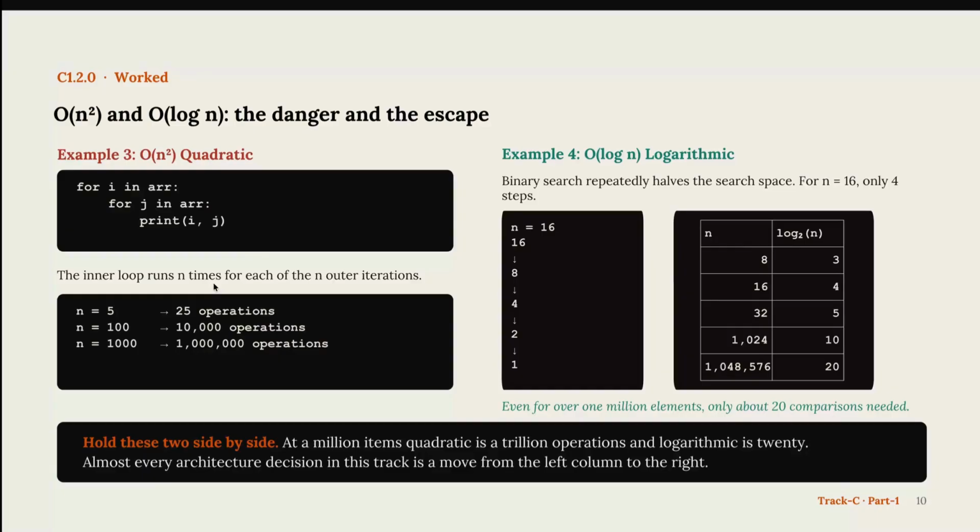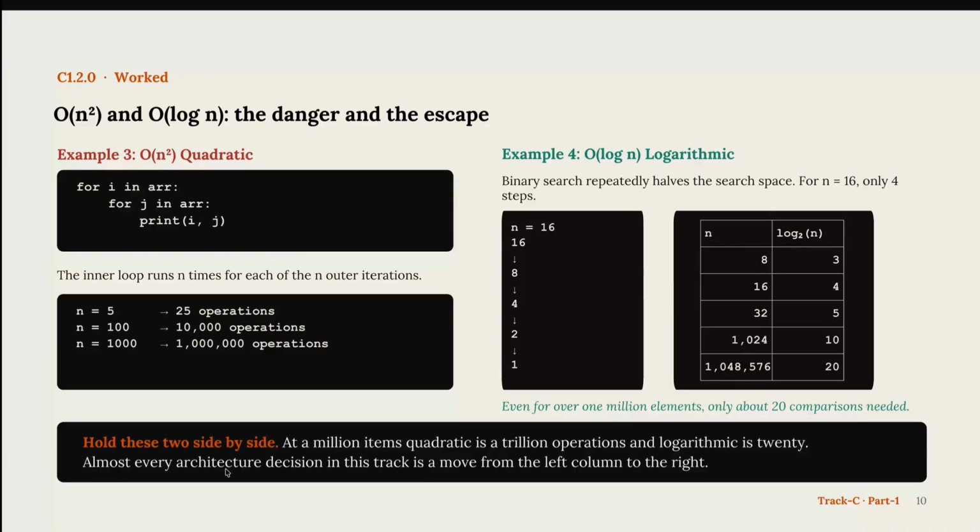Let's take the logarithmic, log n, big O notation. If you're trying to do binary search, we'll come to this in the binary search algorithm. But imagine you're trying to do a log n, log of 16, which is 2 power 4, so 16 takes only 4 steps. Now if you do a log of 1024, you'll get 10. That's the only number of steps needed to reach the element. Now compare these two, left and right: quadratic O n2 and O log n. At a million items, quadratic is a trillion operations and logarithmic is only 20.